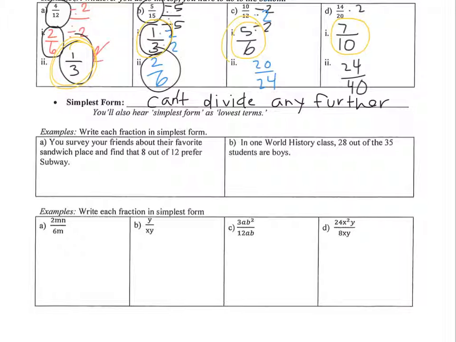You ask your friends about their favorite sandwich place, and you find 8 out of 12. So 8 out of 12 is written like this. Then we need to reduce 8/12. We need to think of a factor of 8 and 12. I always try dividing by 2 first. If I divide 8 by 2, I get 4. If I divide 12 by 2, I get 6. Now try again. Can you reduce 4/6? Yes, you can. It's 2/3. So your answer is 2/3. You can't divide 2 and 3 anymore because there's not a number that 2 and 3 both go into.